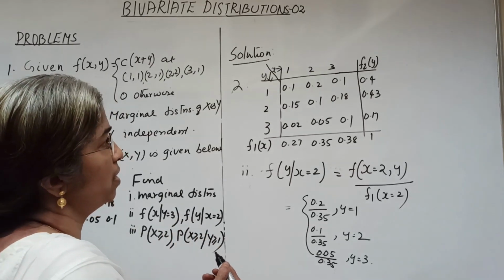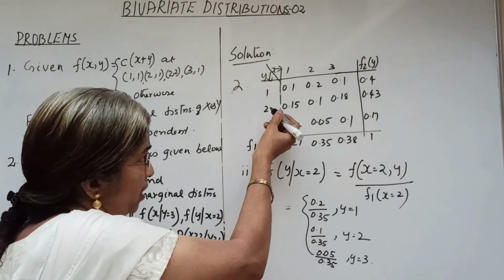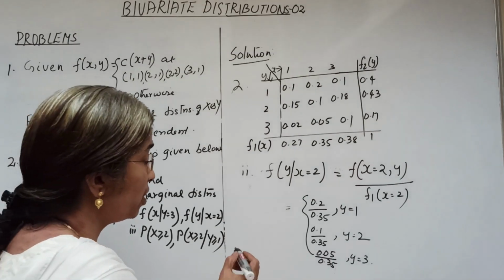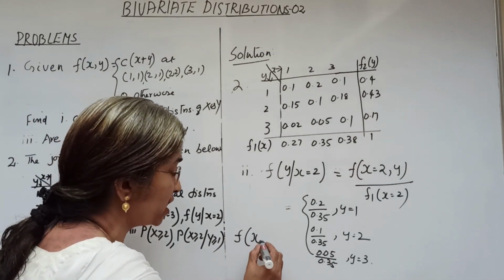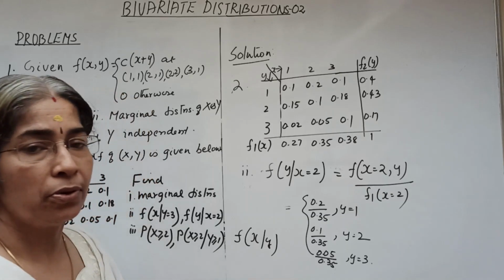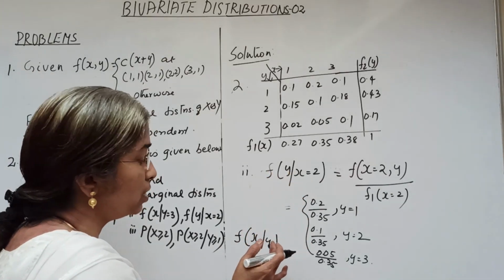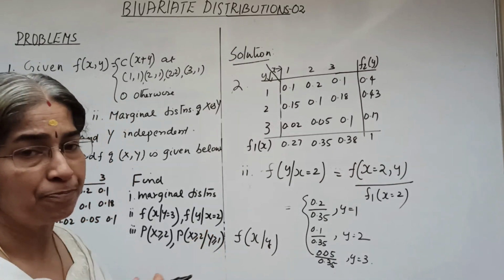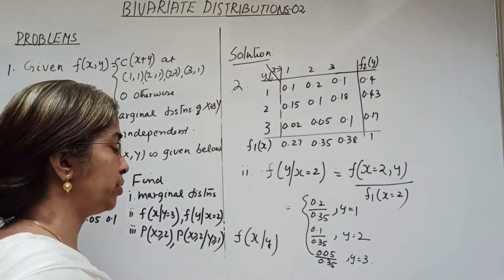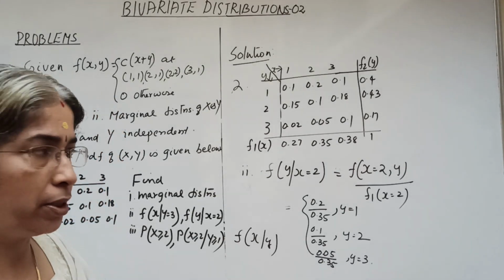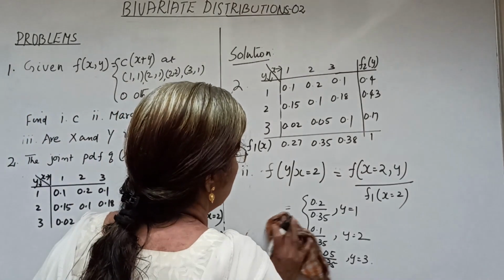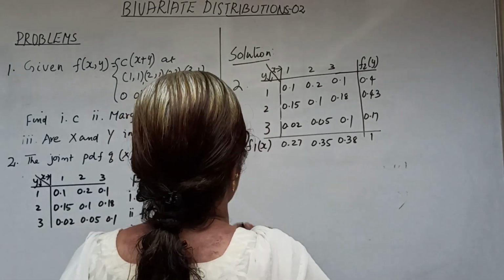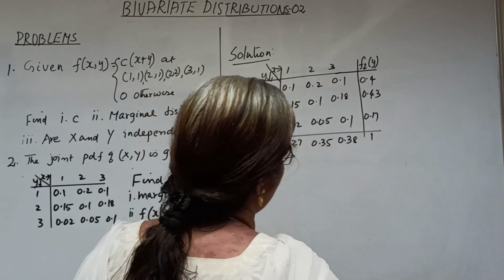Similarly, we can obtain f of x given y equal to 1, so that y equal to 1 is to be fixed, and so on. If we have to obtain f of x given y, you have to take this for all the values of y. That is, f of x given y equal to 2 and f of x given y equal to 3 and so on. So the conditional distributions are defined.